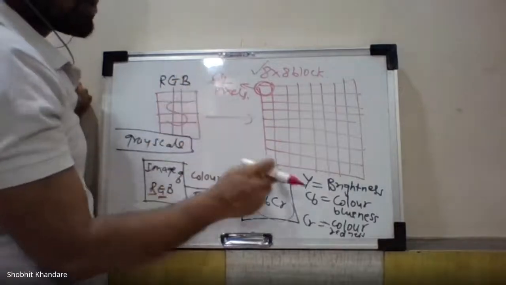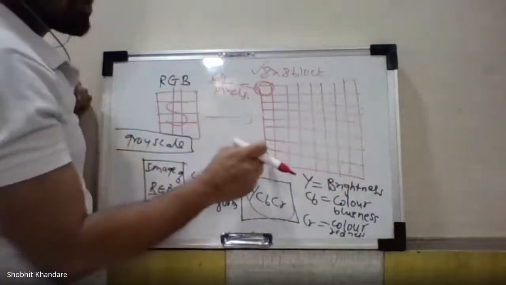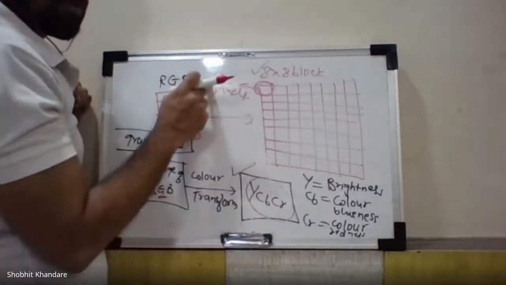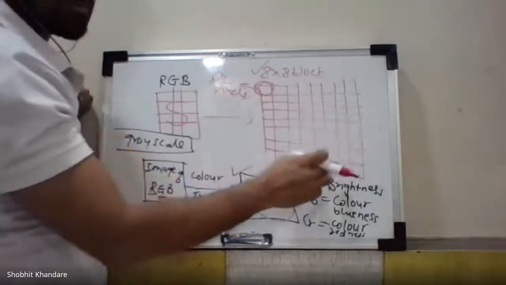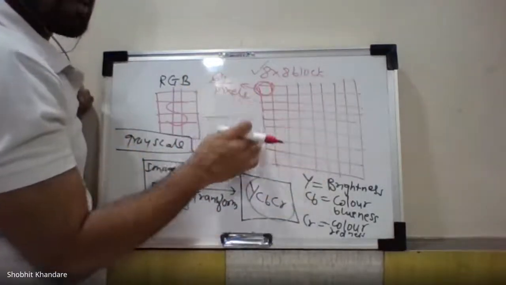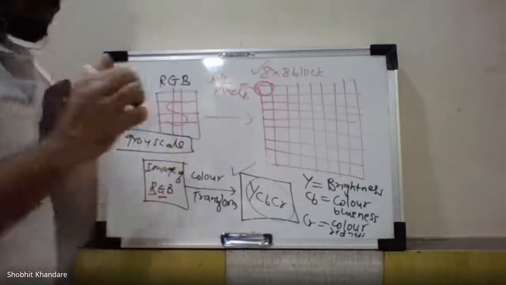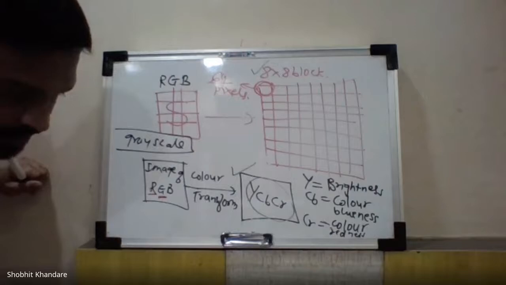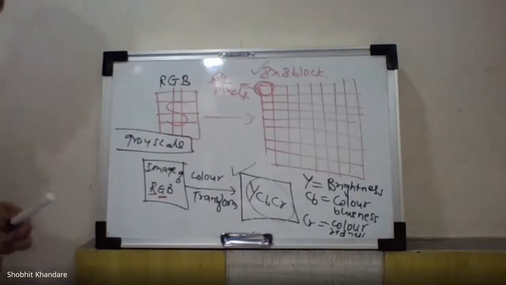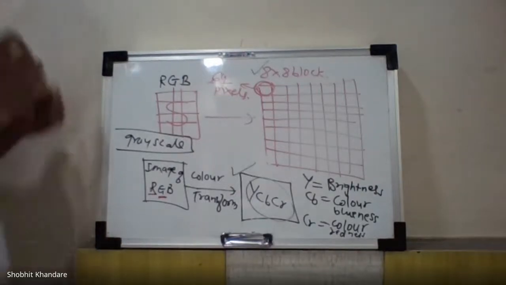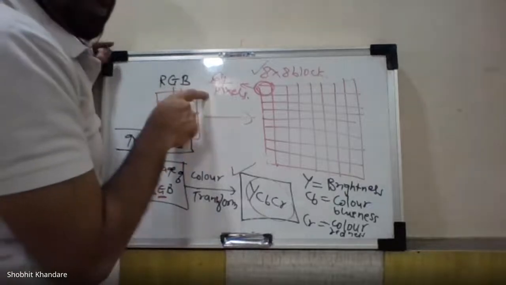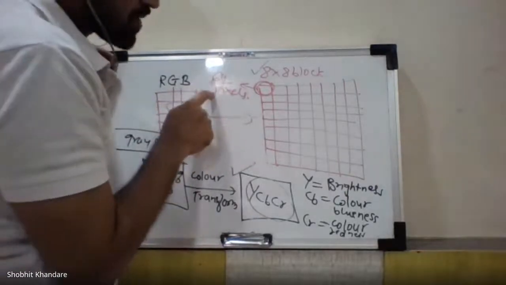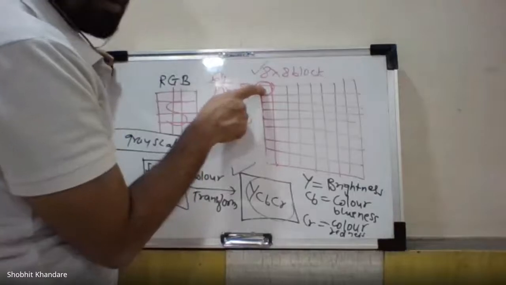And in such a manner, you have how many? 8 by 8, so 64, 64 into 64. So this many pixel values you have. Now, when I am talking about the pixel values, you have to understand that these are 64 pixel values for each block.